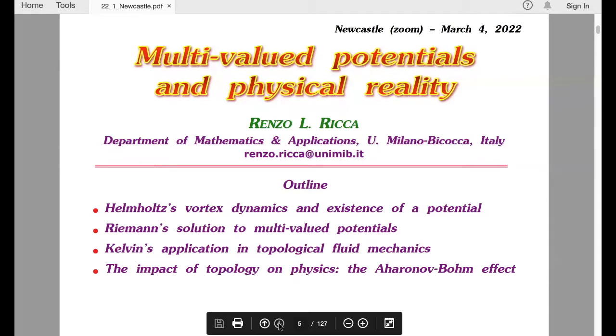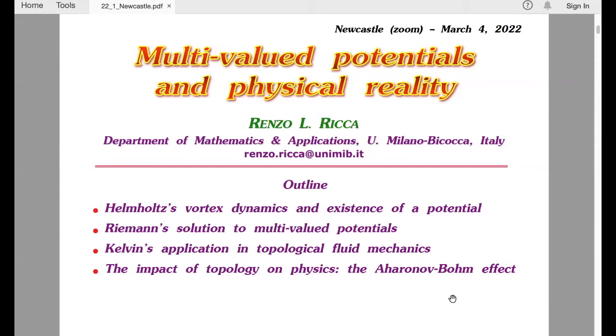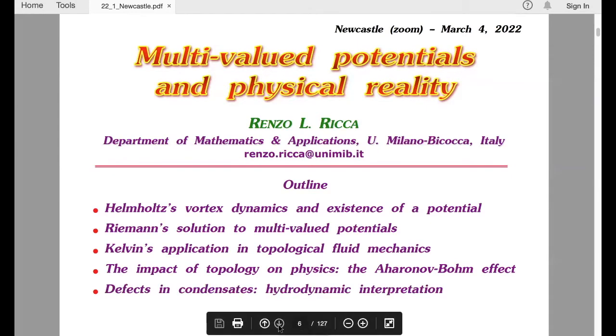Now I will move to the impact of topology on physics. It still has relevance for multivalued potentials, because the Aharonov-Bohm effect was meant to be a crucial evidence for the role of potentials in physics, in physical reality, so to speak.